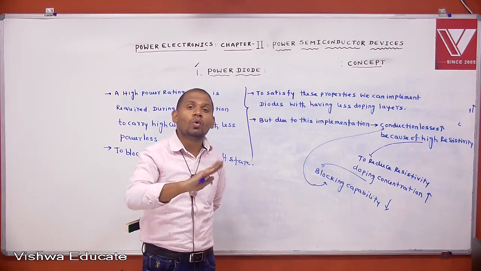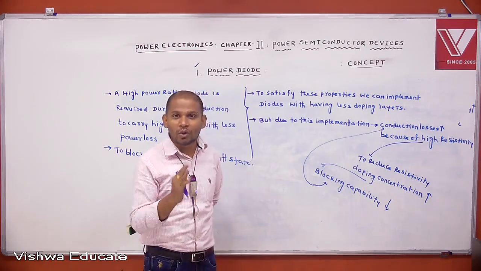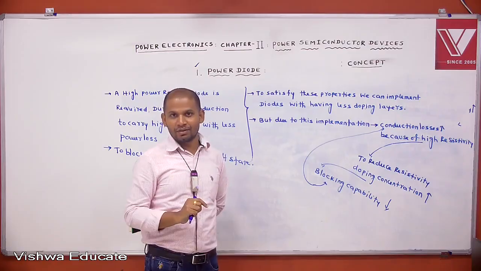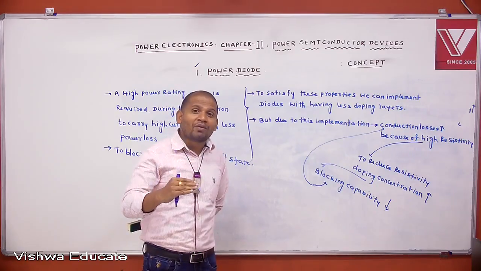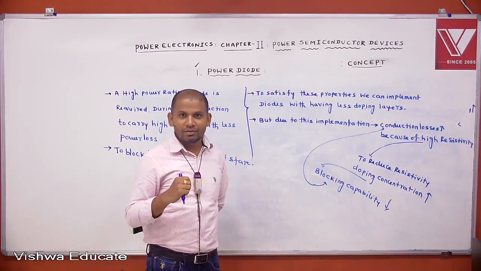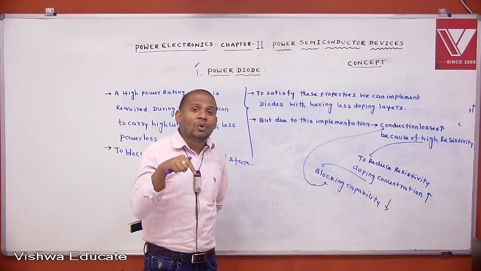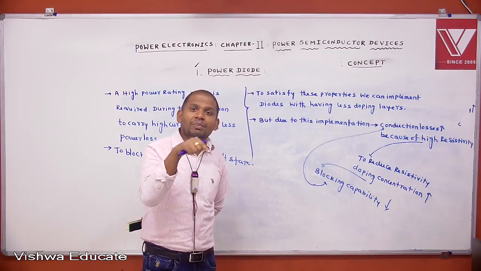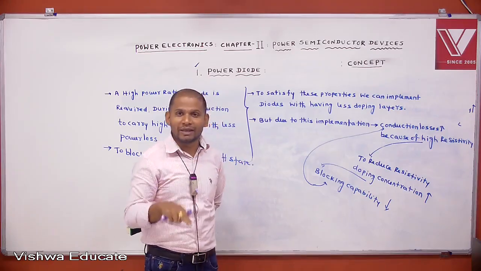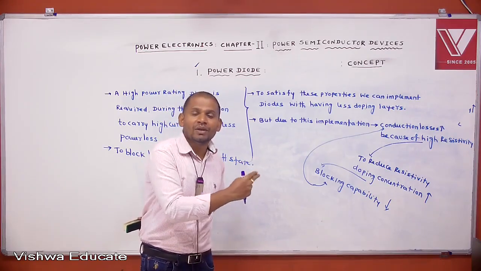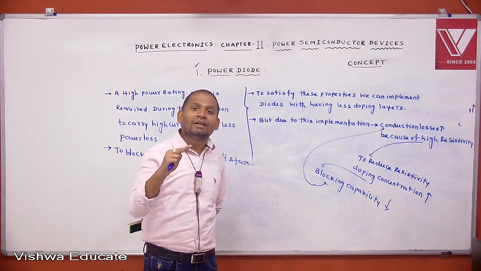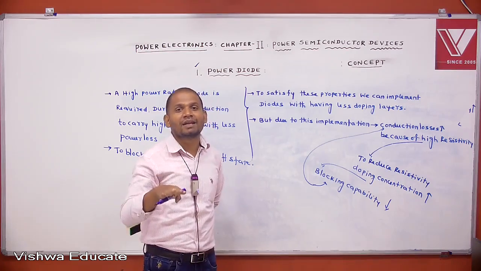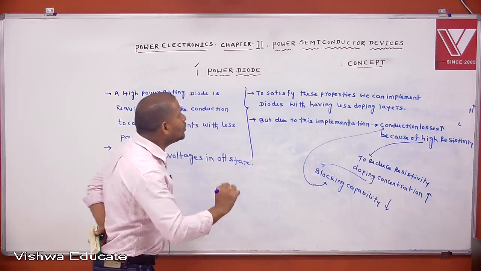Now to overcome this contradiction, we can implement the power diode in such a way that a lightly doped N minus layer is inserted in between two heavily doped layers. Then this contradiction will be overcome, and we can implement the power diode with high blocking capability and less conduction losses.